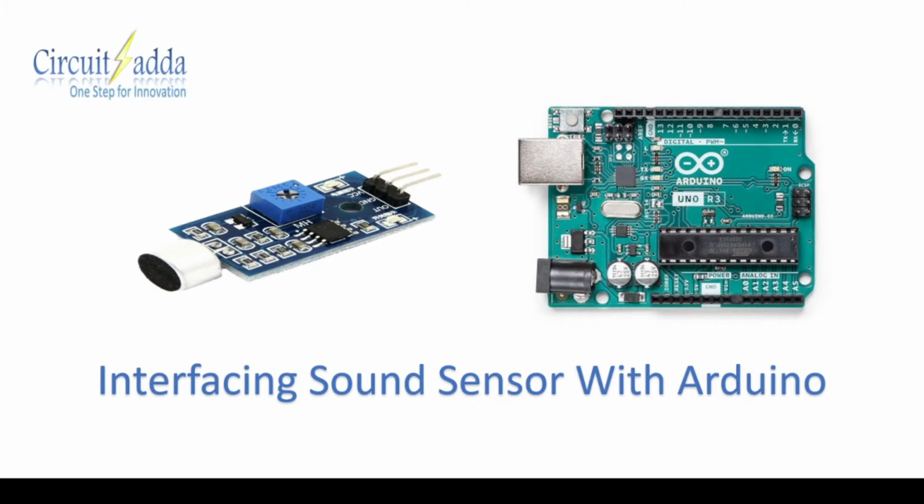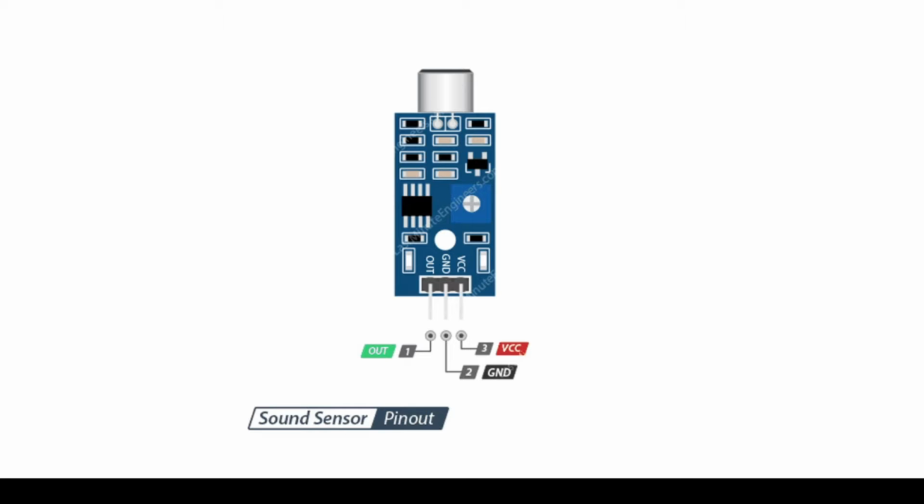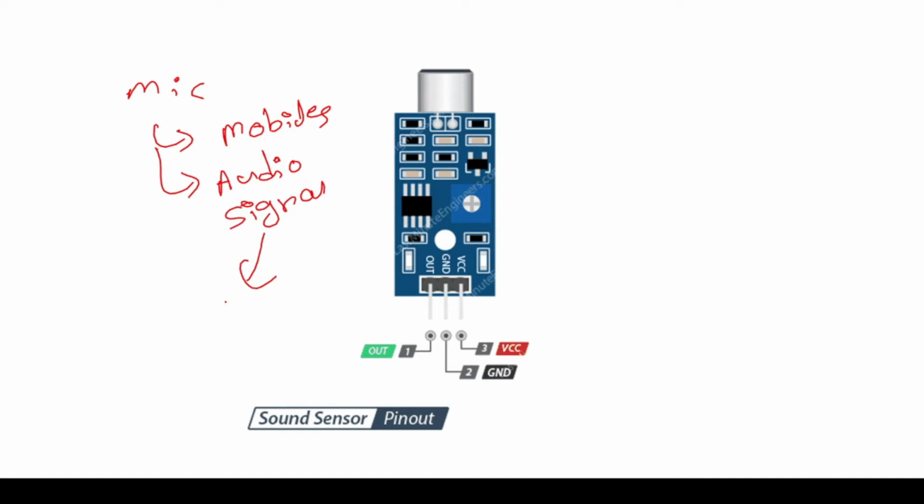So let us move into the content. Before that, we need to know what a sound sensor is. The sound sensor is nothing but a mic. You can find a mic in your mobile phones. The mic just performs a conversion operation: whatever audio signal it receives, it converts into an electric signal.